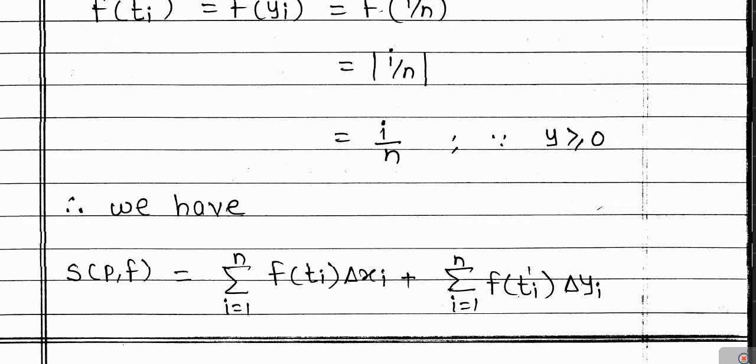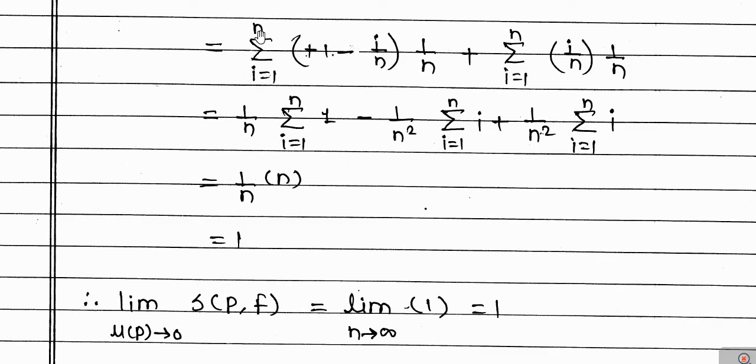Now put the values of f of Ti, f of Ti dash, delta Xi and delta Yi. Then we obtain summation over i equal to 1 to n, f of Ti was 1 minus i by n, into delta Xi was 1 by n, plus summation over i equal to 1 to n, f of Yi was i by n, into delta Yi, again 1 by n. As this 1 by n is independent of the summation index i, it can be kept outside the summation.